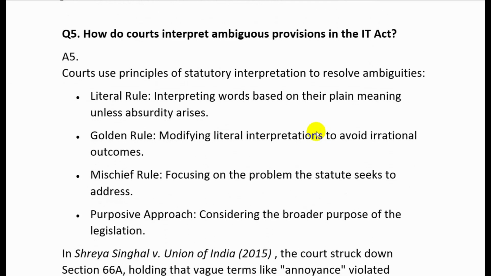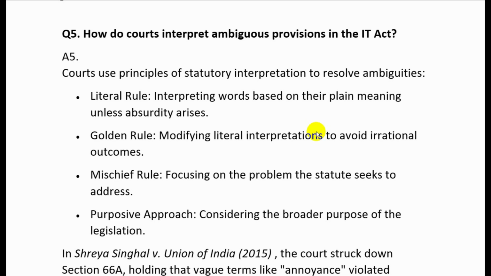How do courts interpret ambiguous provisions in the IT Act? Courts use principles of statutory interpretation to resolve ambiguity. This is the normal approach that a court would take regardless of which act it is. So first is the literal rule, that is, interpreting words based on their plain meaning unless ambiguity or absurdity arises. Golden rule: modifying the literal interpretation to avoid irrational outcomes.